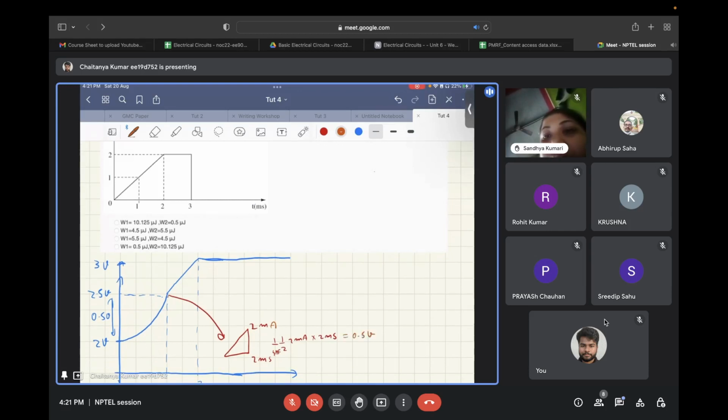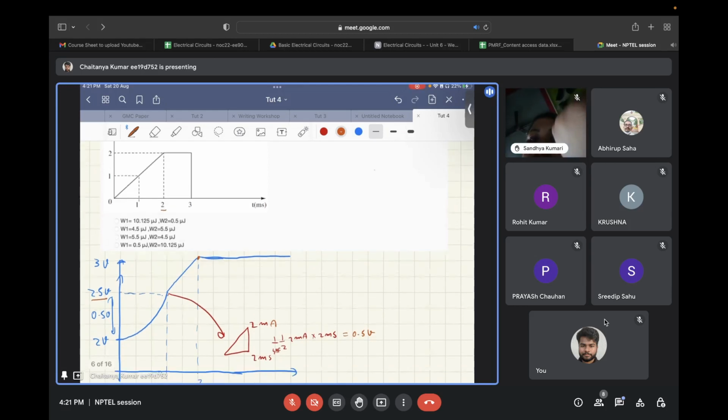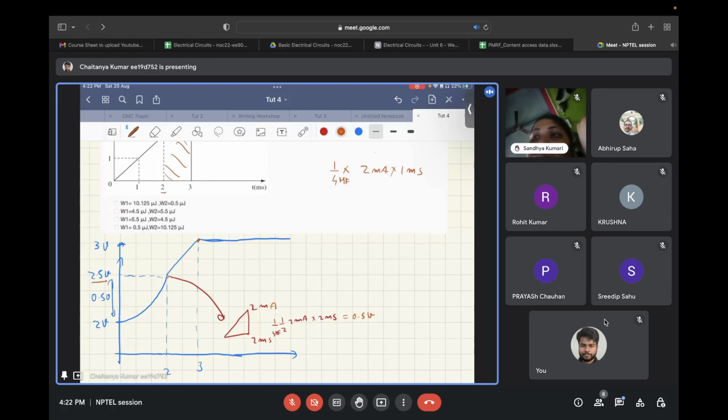However, since the initial voltage was 2 volts on the capacitor, the voltage at 2 milliseconds will be 2.5 volts, and at 3 milliseconds, the additional voltage that will accumulate on the capacitor is the area under this rectangle. Sorry, 0.5 volts again. That is 1 by 4 microfarad into 2 milliamps into 1 millisecond. So this also comes out to be 0.5 volt, and the total voltage becomes 3 volts.